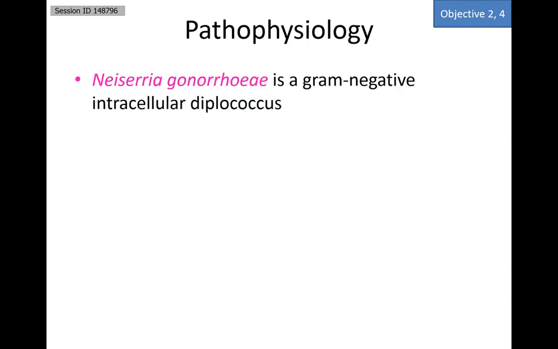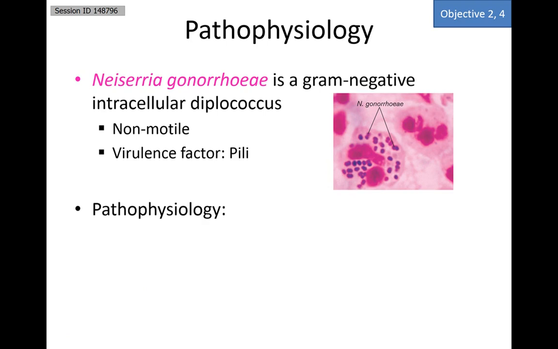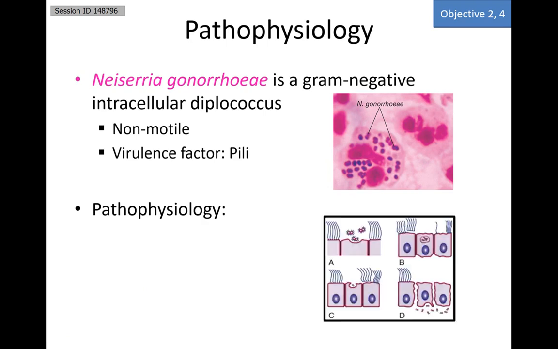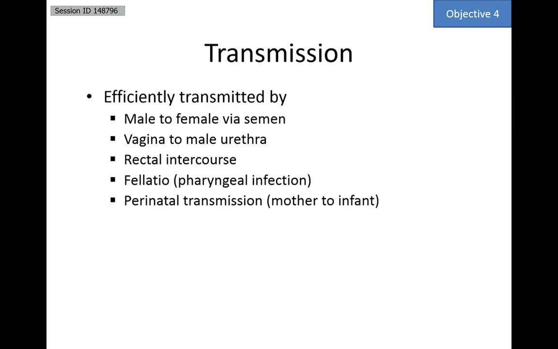So going into pathophysiology, Neisseria gonorrhoeae is a gram-negative intracellular diplococcus. Again, it does depend on the host cell for its energy and nutrients. And it uses pili in order to infect the host cell. So what basically happens is the pili attach to the epithelial cell of the host, and it gets endocytosed. And then it starts replicating while inside the epithelial cell, and it starts getting released. Gonorrhea can also damage these epithelial cells while they're getting removed from the cell and start infecting different parts of the body.